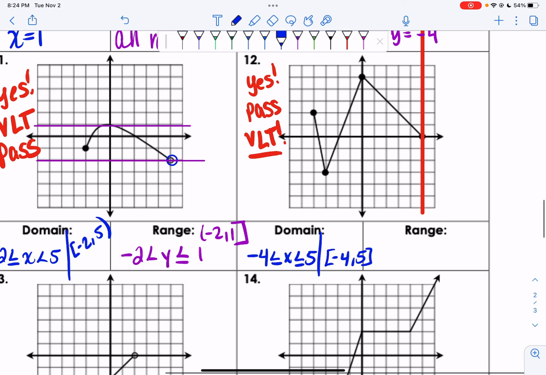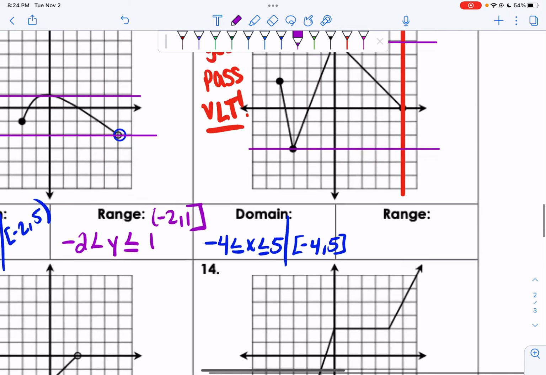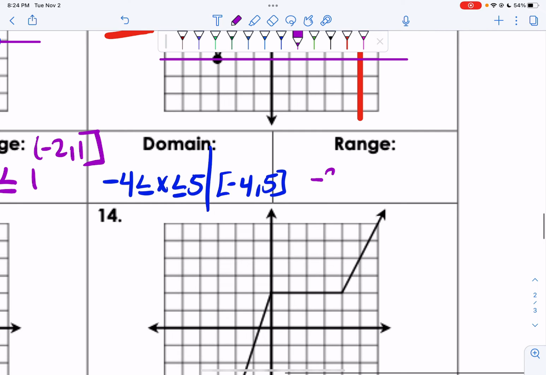Now my range is how low, how high. So at -3 to 5. So -3 less than or equal to y less than or equal to 5.